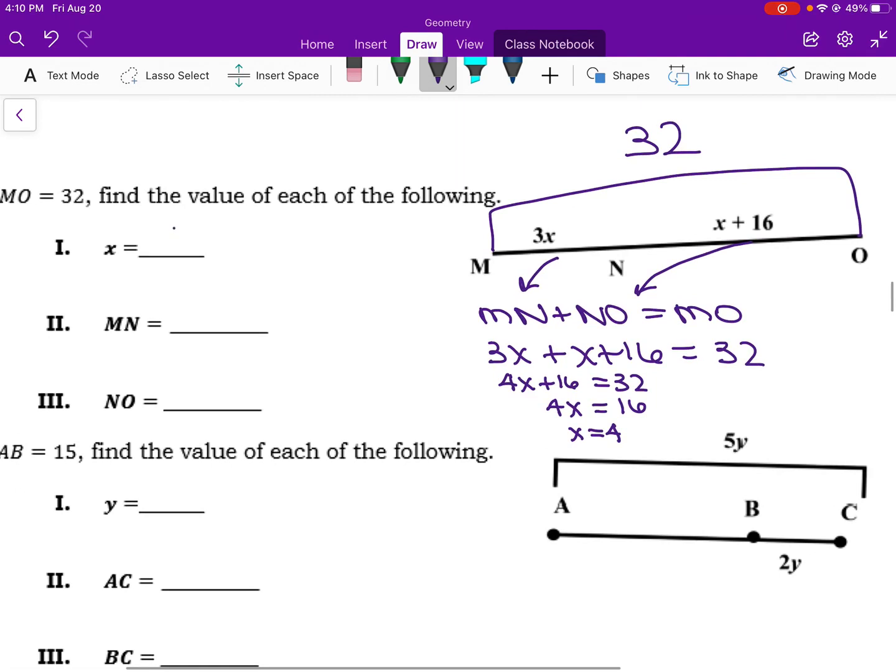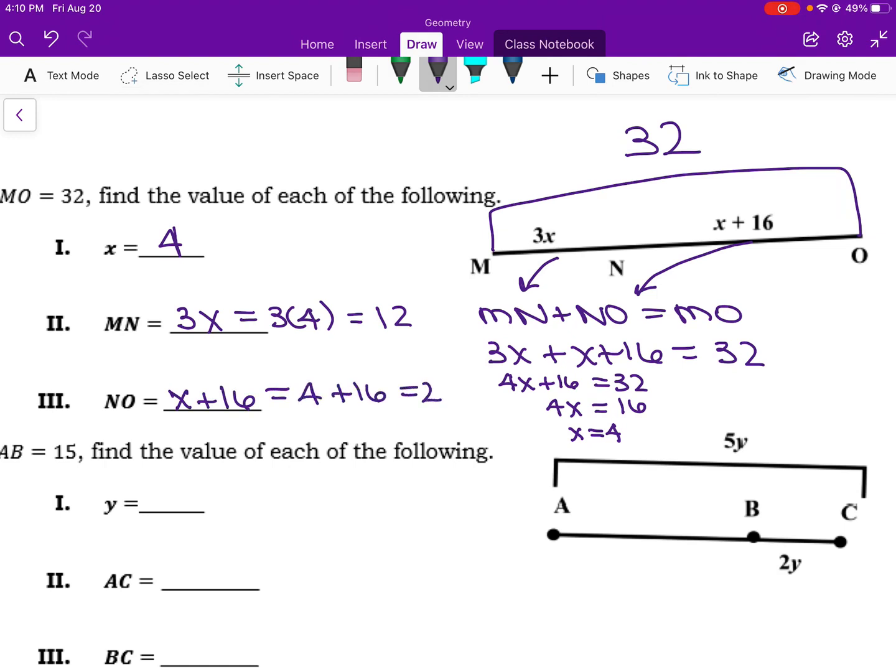So returning to my first question, x is just 4. MN, we know, is the expression 3x, but because I know that x is 4, I have 3 times 4, which is actually 12. And then I can do the same thing with NO. We know NO is the expression x plus 16. In this case, my x is 4, so I have 4 plus 16, which gives me 20. So it's a lot of substitution, bouncing back and forth between the algebra and the geometry here.